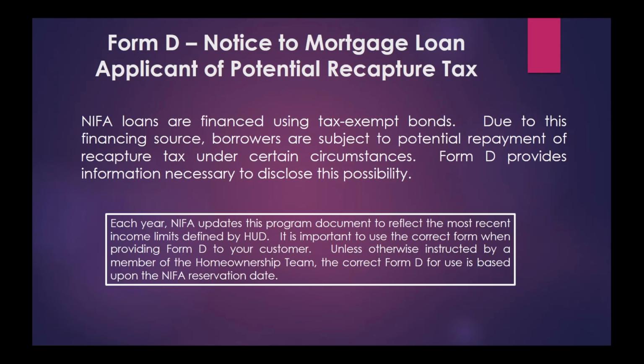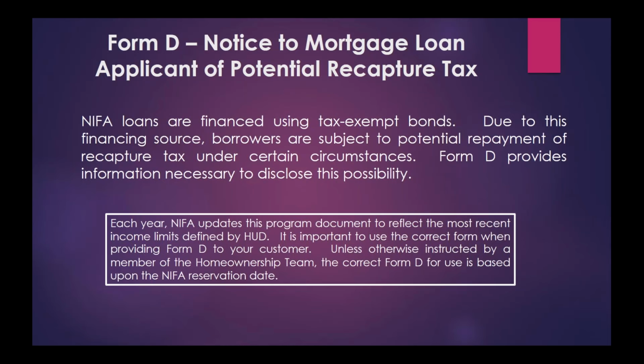Form D is regarding the potential for recapture tax. NIFA loans are financed using tax-exempt bonds, and so because of this financing source, borrowers are subject to potential repayment of the recapture tax under certain circumstances, and this form provides information necessary to disclose that possibility. Because it is provided at application and closing, if there's an error on the initial Form D, we can typically just issue a warning versus having to condition for it.